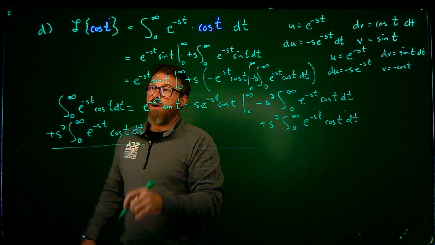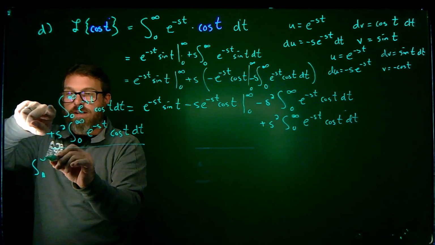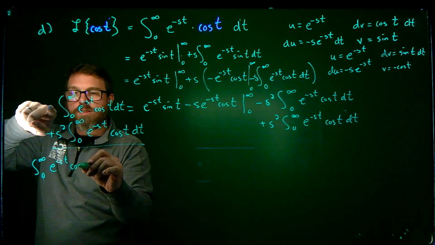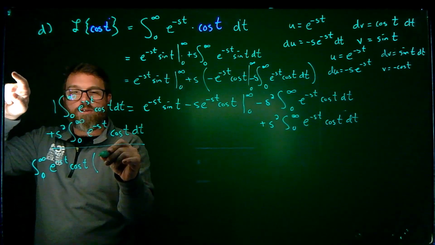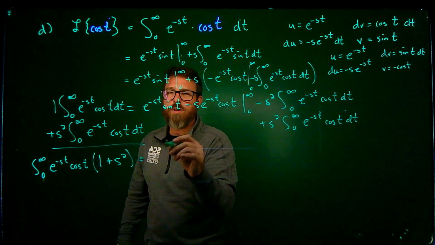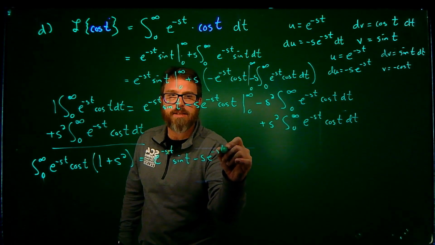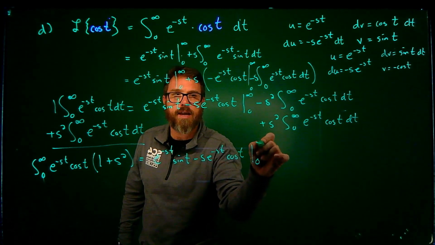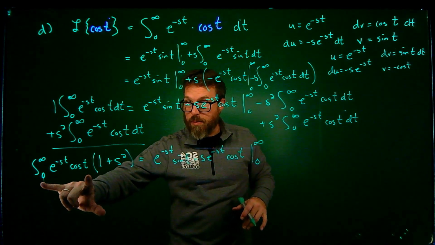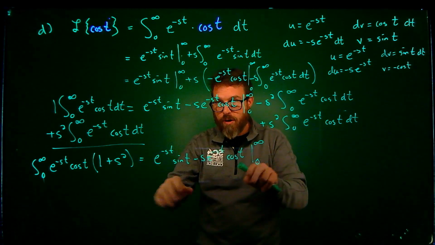So doing that over here, what I know is I can factor out this integral from 0 to infinity of e to the minus st cosine of t, and what I'm going to get is the coefficient of 1 plus this s squared. And over here, what's left over is e to the minus st sine t minus s e to the minus st cosine t, and we're going to have to evaluate that from 0 to infinity. So in order to solve for this piece right here, which is the Laplace transform, that's the original piece, I'm going to have to divide by 1 plus s squared, but let's go ahead and evaluate this piece first.